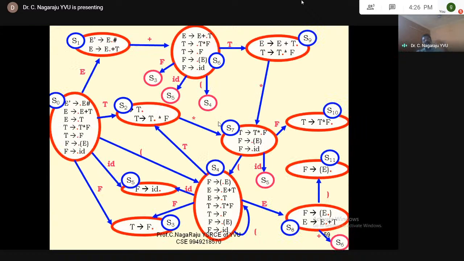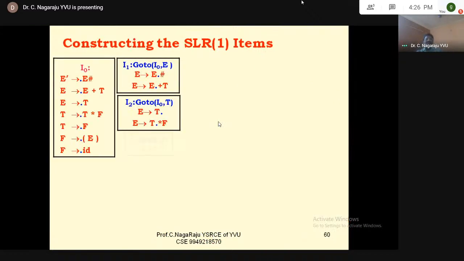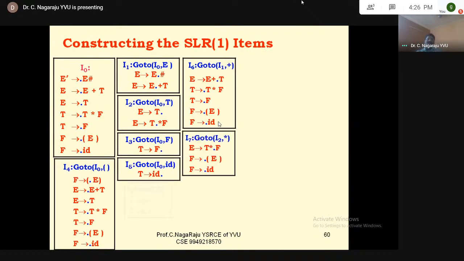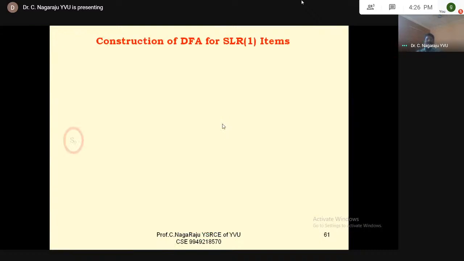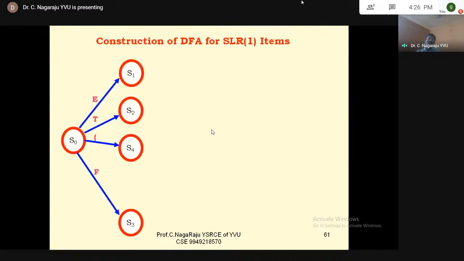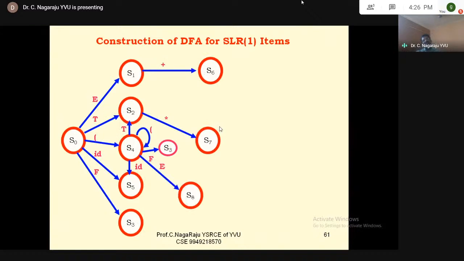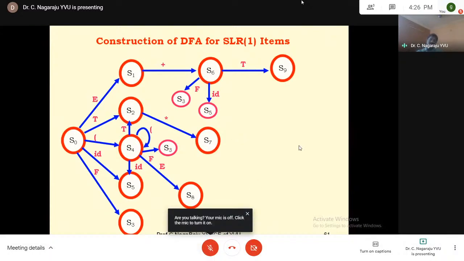So that is the closure. After that, the second procedure we have taken is this one. Based on this, we are creating the states. That is the DFA we are constructing, because for easy understanding we are applying the DFA. Already we know that DFA means on any input symbol it goes to only one state, not more than one state. So this is the DFA.